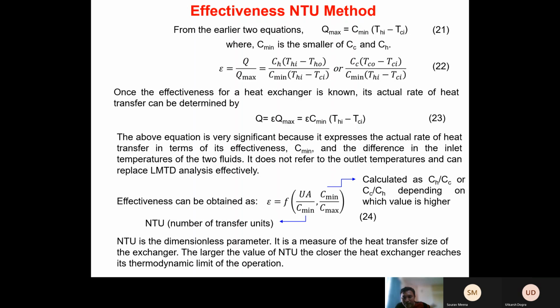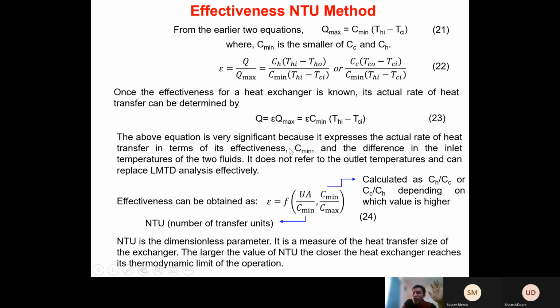Again, this Cmin and Cmax can be calculated because this ratio can be CH by CC if CH is minimum, or this could be CC by CH, depending on which value is higher or lower, isn't it? Correct? Does it make sense? Now let's look at how to calculate this epsilon.